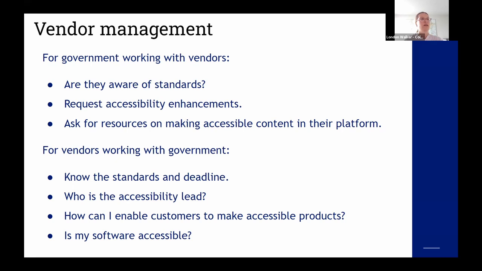And now for the other side, vendors need to make sure that they understand their customers' accessibility requirements. So get to know what the standards are and deadlines. And then if they have an accessibility lead or somebody who will be checking the accessibility, make sure you know that so you can get any of their corrections or any questions for their specific standards. Learn how to provide accessible products and enable your customers to do the same. And then, how accessible is your software? Consider a roadmap to improve accessibility.